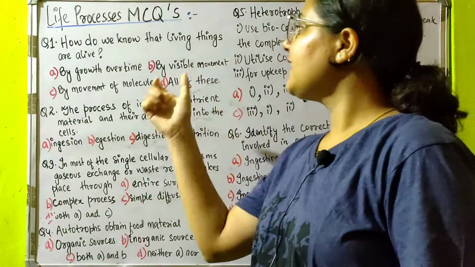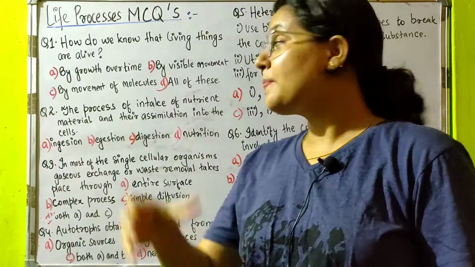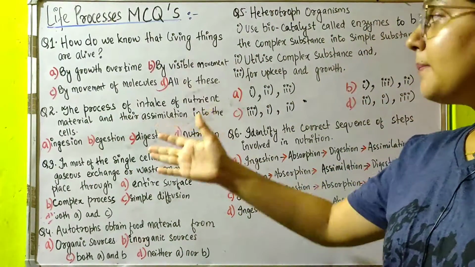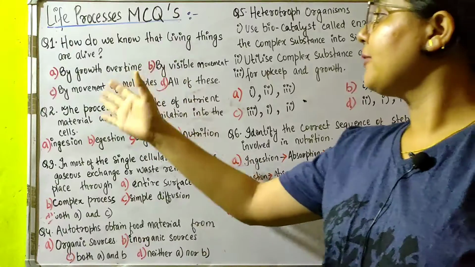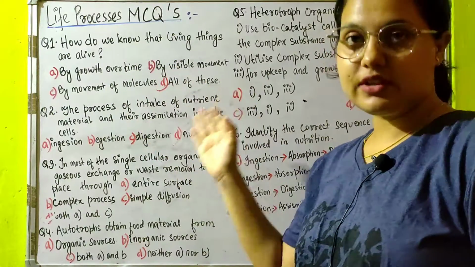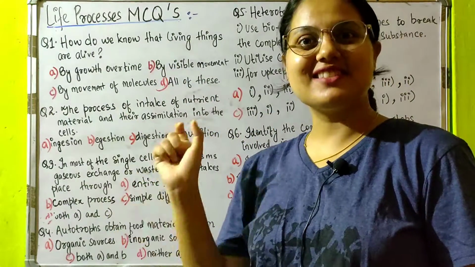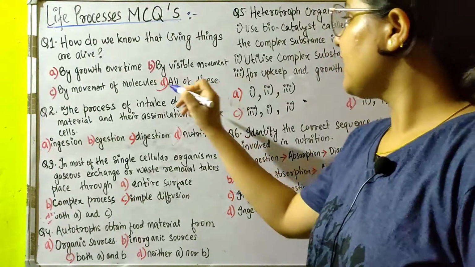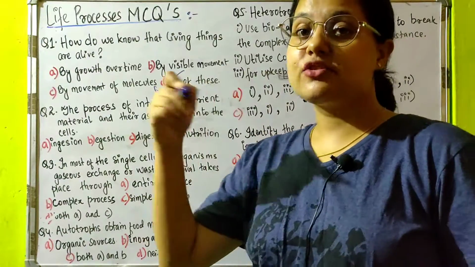How do we know that living things are alive? You see, by growth over time, by visible movement, by movement of molecule, all of this. What do you think the answer is? The answer is all of this. I'll be providing you explanation as we go on.